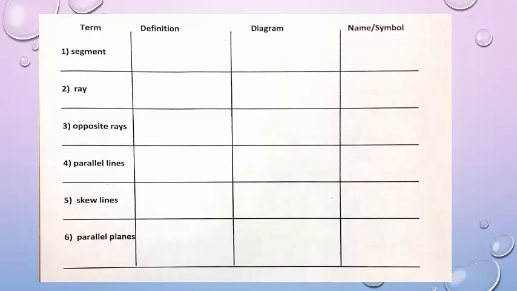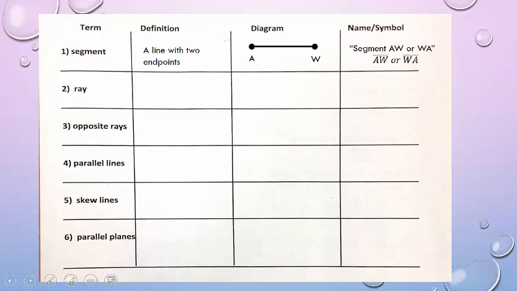The first part of today's lesson is going to cover a few more symbols that we have to know how to write in geometry. We're going to start with segment, and that's just a line with two endpoints. It would look something like this, and its name would be pronounced segment AW, or you could pronounce it WA, order doesn't matter.